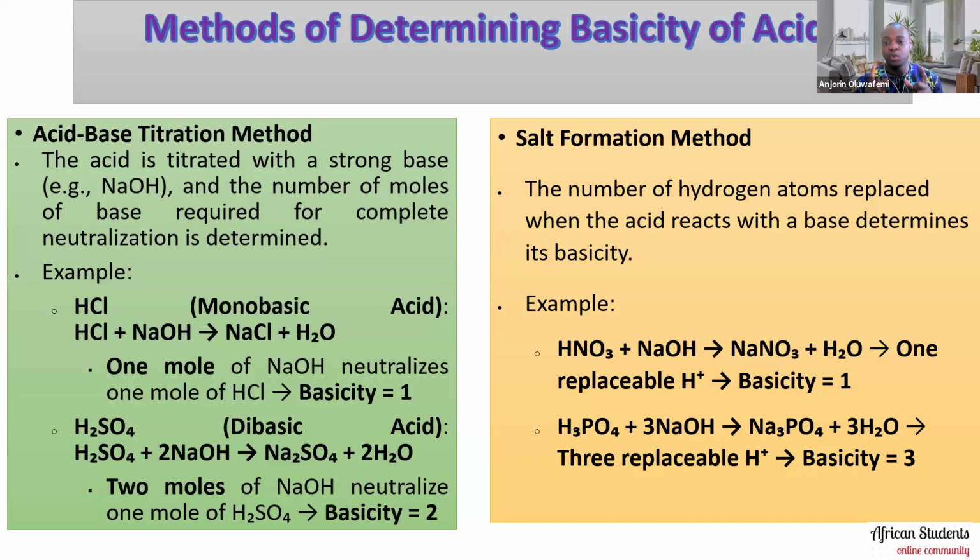So that means that with 1 mole of H2SO4 to be precise now. So that means that the basicity of H2SO4 in this regard is what? Is 2. This is based on acid-base titration. Based on salt formation also, we can determine the basicity of an acid. So we can say that the number of hydrogen atoms replaced when acid reacts with a base determines its basicity.